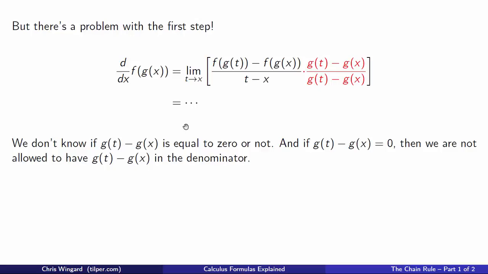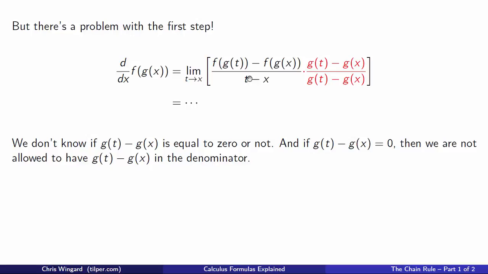But that's not good because we don't know if g of t minus g of x is equal to 0 or not. And if g of t minus g of x is equal to 0, then we have problems. We're not allowed to do that because we can't have 0 in the denominator. If g of t minus g of x is 0, then we're dividing by 0, and that's not okay.